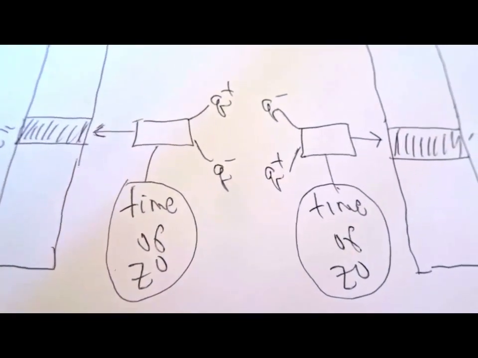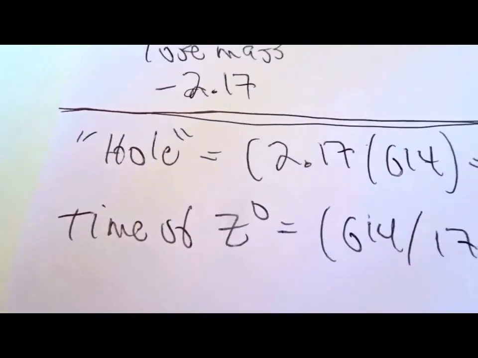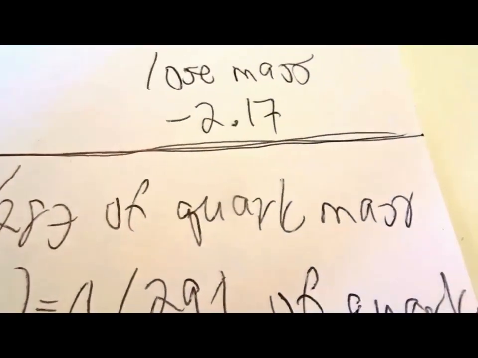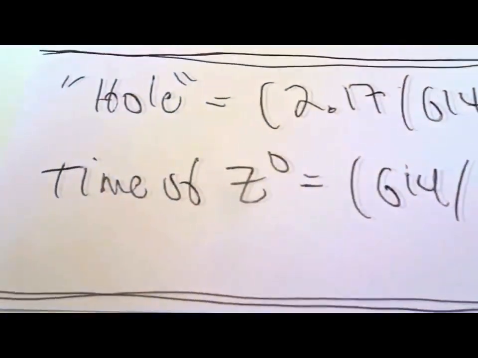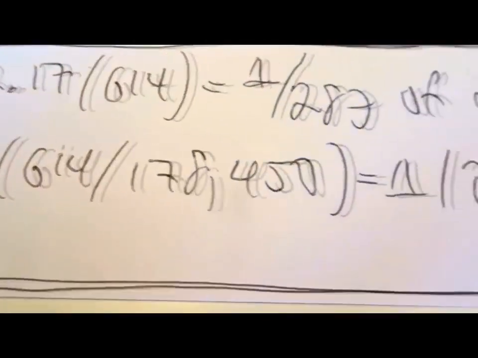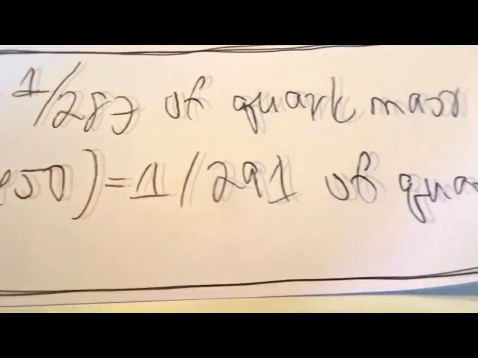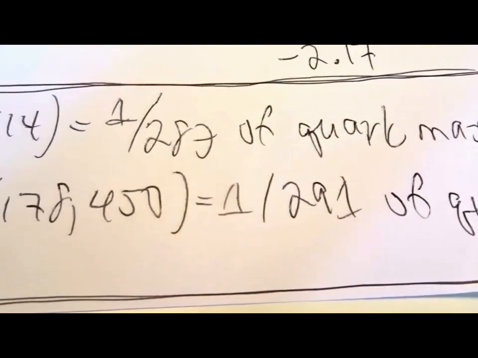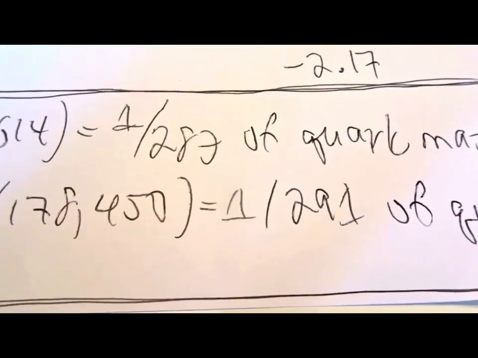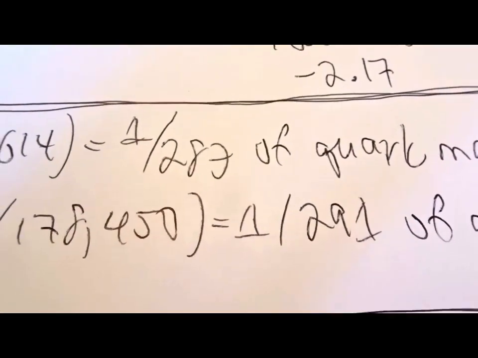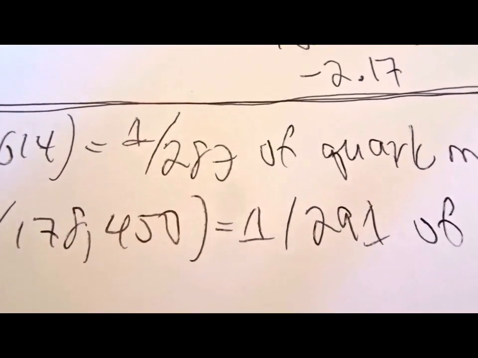Very simple. So we can calculate the hole is 2.17 divided by 614, the mass of the quark, or 1 over 283 of the quark mass. The time of the Z0 particle in the quark was 614 divided by 178,450, or 1 over 291, the time of a Z0 minus the time of a quark. So these two numbers are almost identical because the hole is a little bit bigger than the Z0 when it went in.